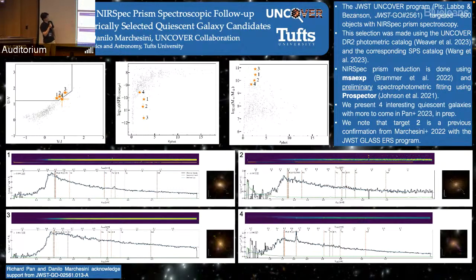Please note that the second one is actually a previous confirmation by the GLASS team about a year ago. All of these quiescent galaxies are really interesting because they exhibit strong breaks, potentially suggestive of extremely old stellar populations, consistent with downsizing. The fourth one is also interesting because there's really strong broadened H alpha emission, suggesting that there might be an AGN in the center of the galaxy. If you have any questions or would like to talk about the sample of quiescent galaxies, please feel free to find me outside. Thank you.